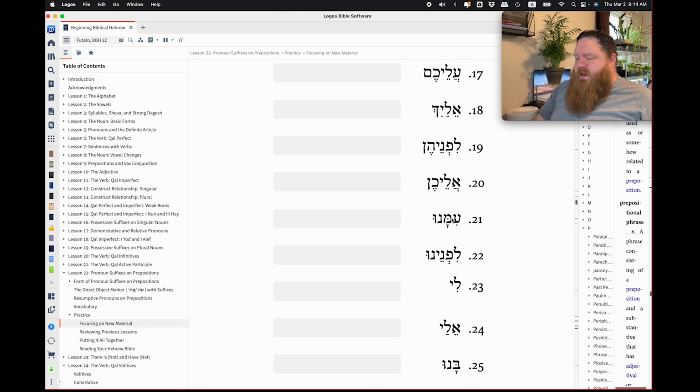Number 21, we've got imanu. Again, we've got that doubled mem for the geminate im, but this is going to be the new suffix. So 1CP is to be like with us. Lifnenu, this is going to be in our presence or before us. And li would be for me or to me.